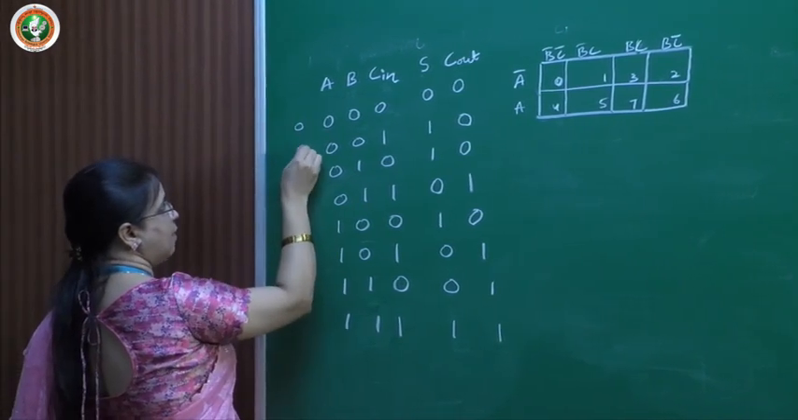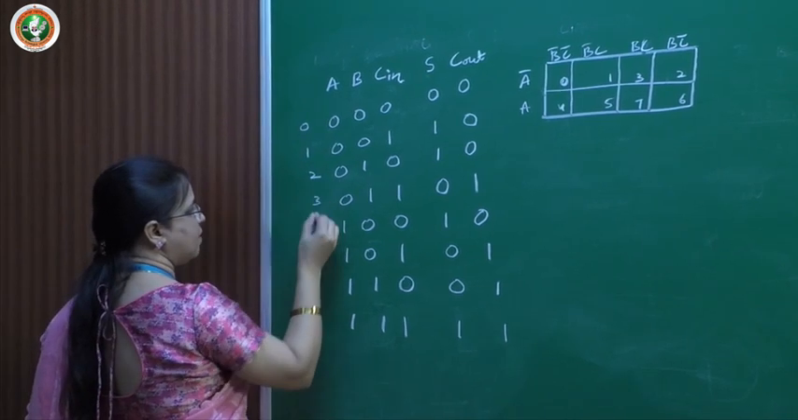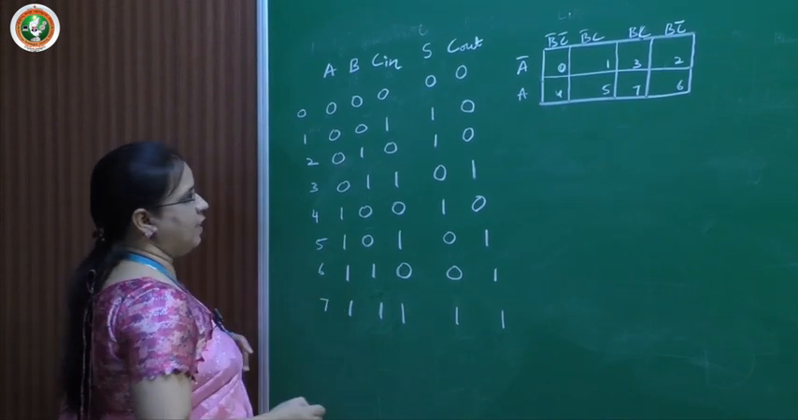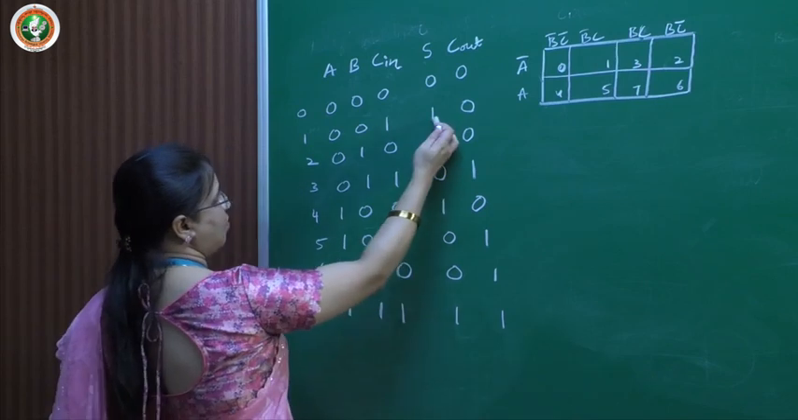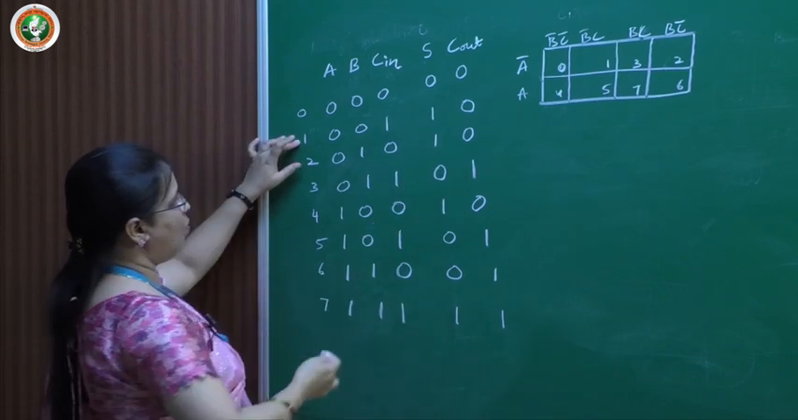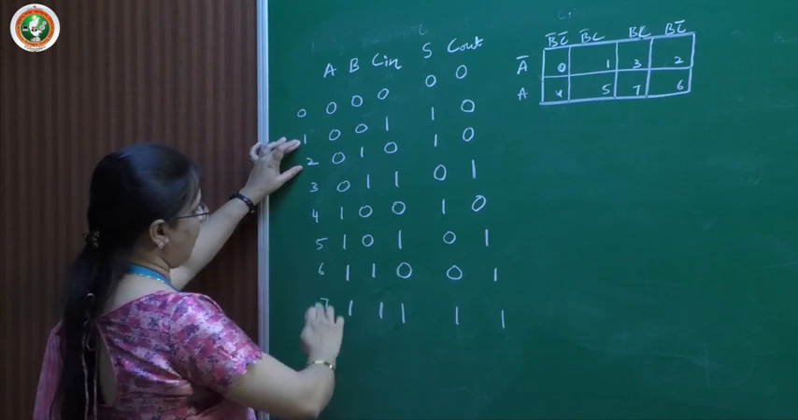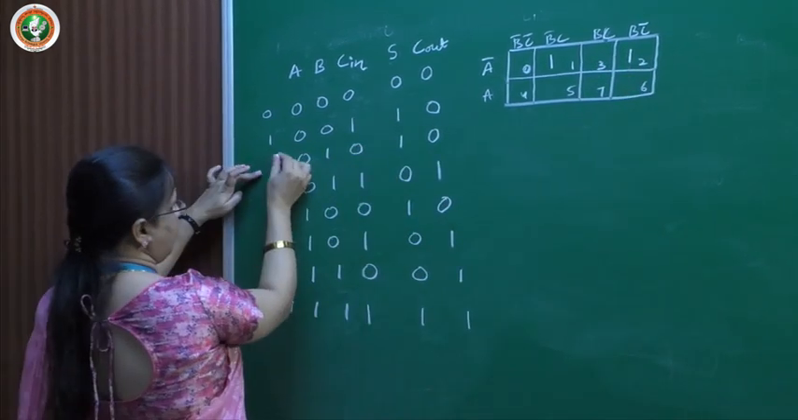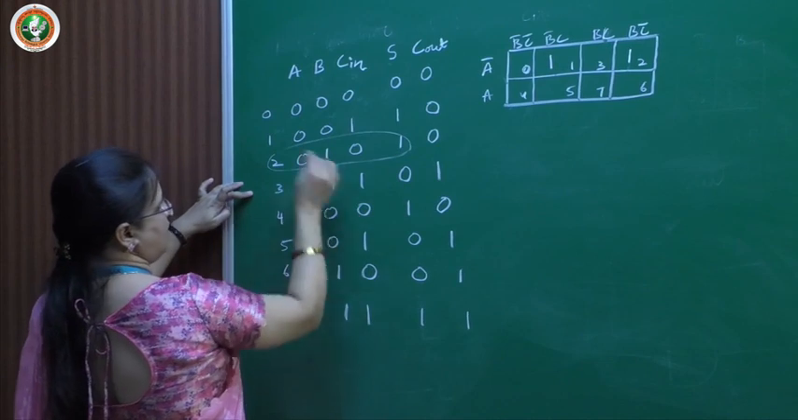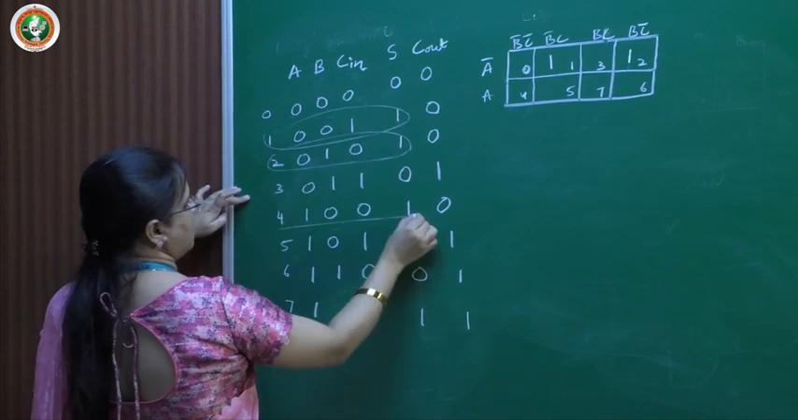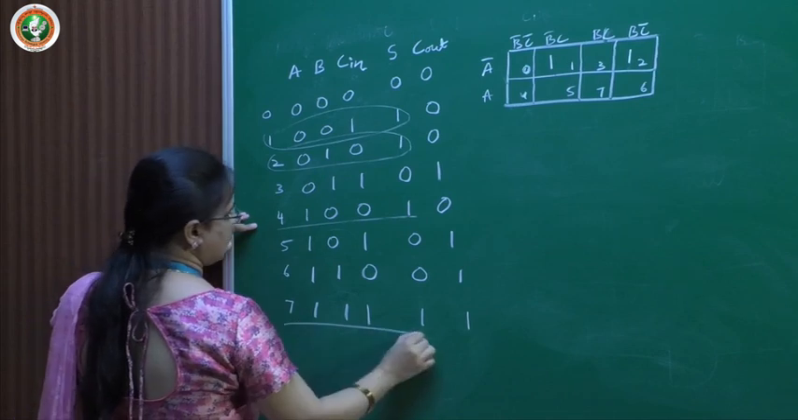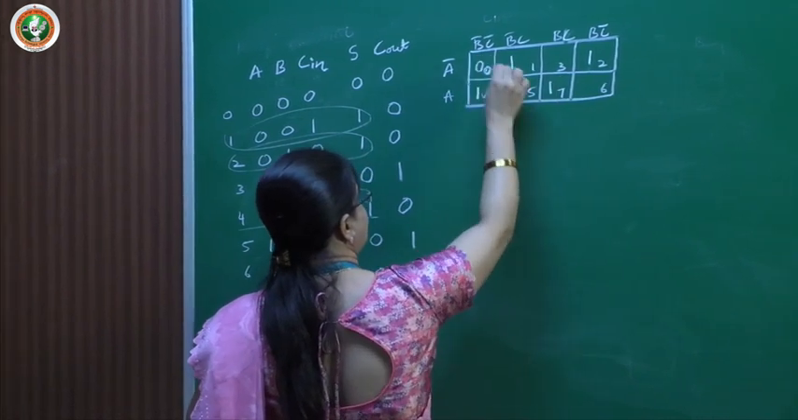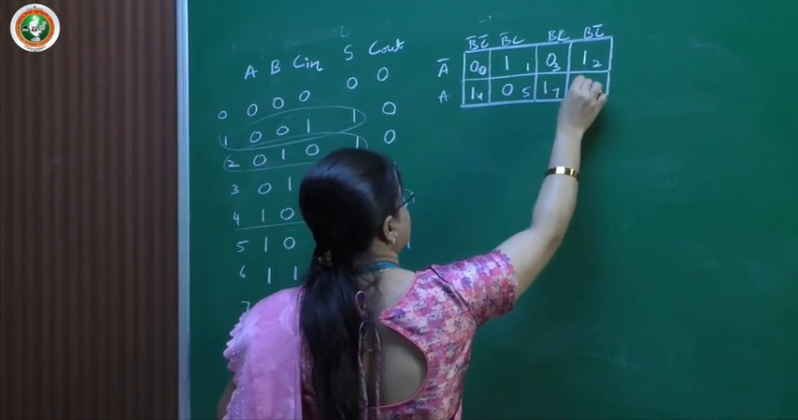So now let us identify the 1 entries for sum. To fill the table easily, let us give the numbers for these min terms so that we can fill it in an easy way. So if you observe, there is a 1 entry for which min terms? 1, 2, 4 and 7. The remaining entries will be filled with 0.